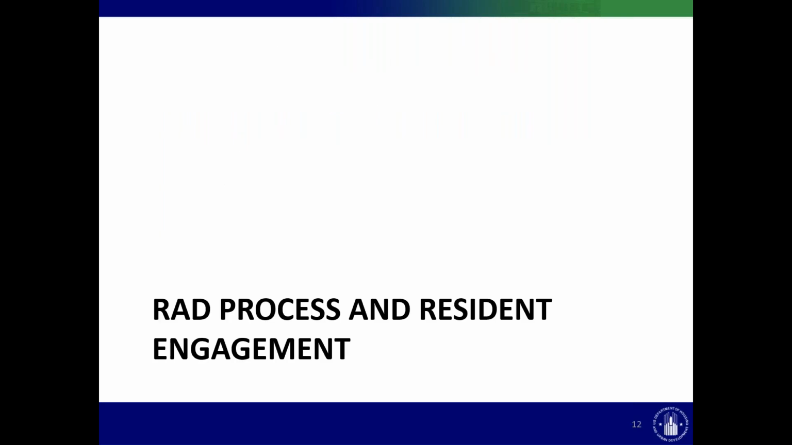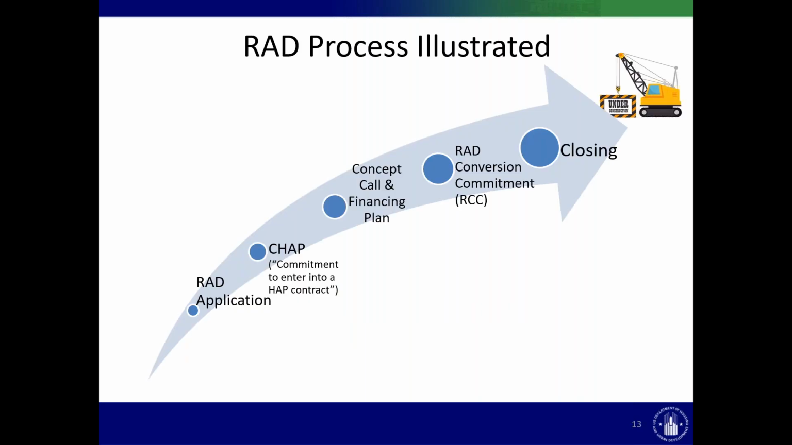Okay, moving on to slide 12. Let's now provide an overview of the steps PHAs need to take to convert a public housing property through RAD. And we'll have a special emphasis on resident engagement and related resident items in that process. This next slide, slide 13, reflects the major milestones in a RAD conversion.